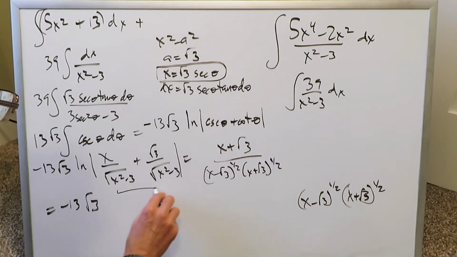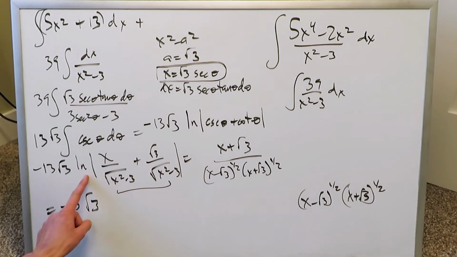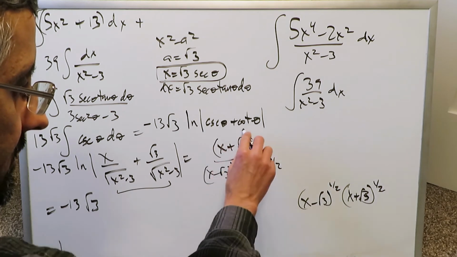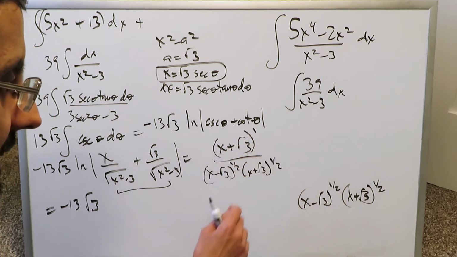Remember, this is everything right here within the absolute value, out of which is this natural log and all of that. Now, when you're looking at this, you have this to the power of 1. This and this can cancel out.